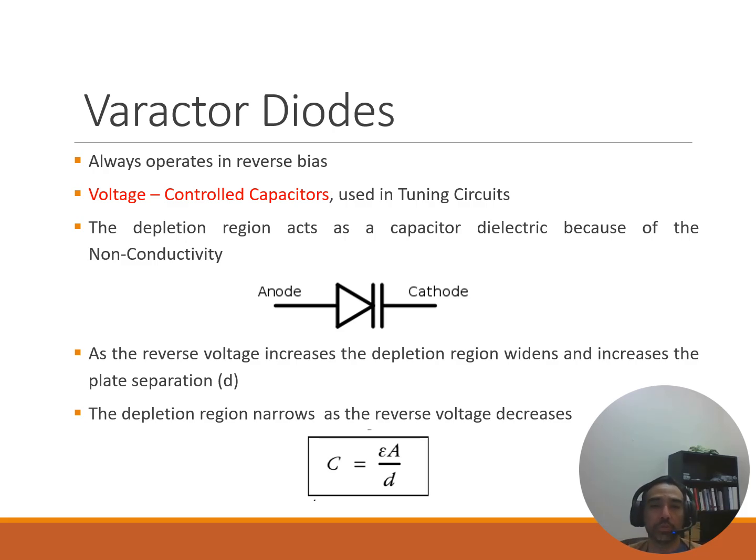What did you say? The depletion region narrowing? What happens there? Great question. So the depletion region narrows as the reverse voltage decreases. Fantastic question. I know somebody was thinking it. Counter to what we said before, give me 1 second.